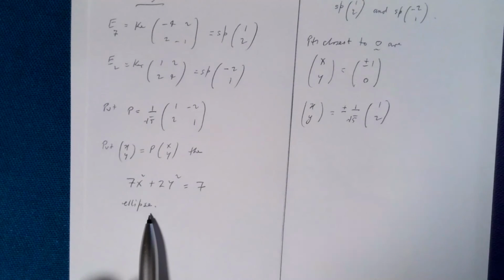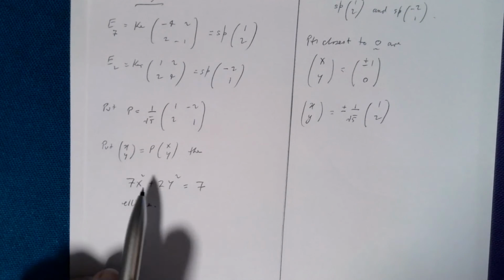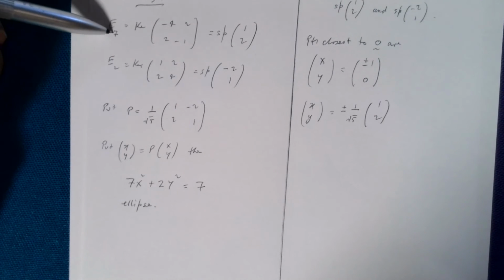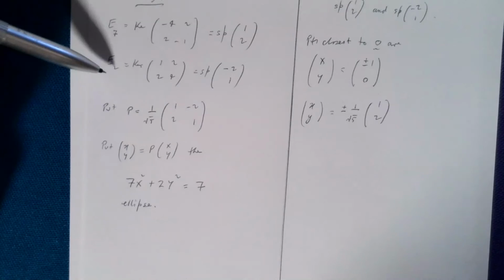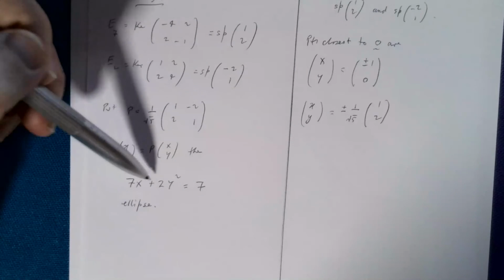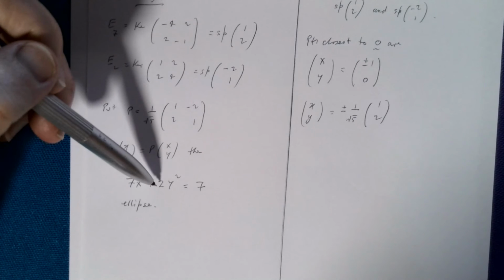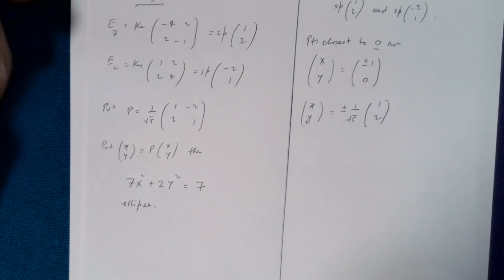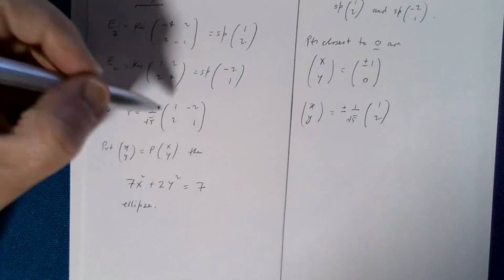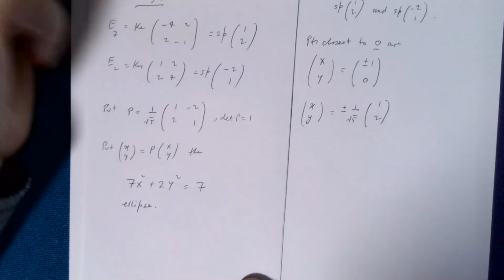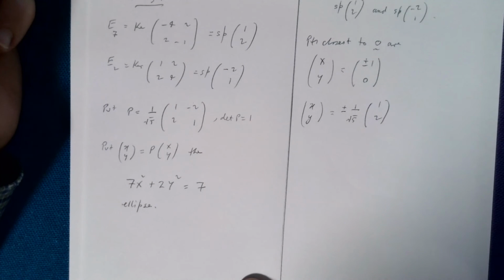By the way, of course, it doesn't matter which order you put these in back here. Once I chose the order 7, 2, I've got to put the eigenvectors in the same position to give me 7, 2. If I wanted 2, 7, that's fine. You just have to do the eigenvectors in the opposite order in the P matrix. But again, I want the determinant of P to be 1 here, so it's a rotation. Just makes it easier when you go to draw the thing.